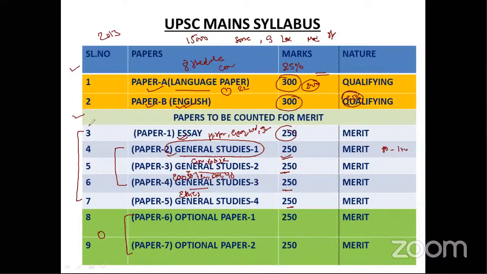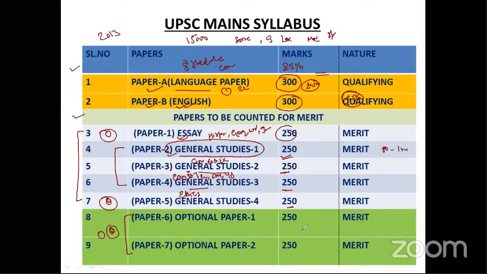Obviously the essay paper, GS paper 4, your ethics paper, and your optional paper. In these three papers, the approach will be different for each and every candidate. Whatever marks you achieve in GS paper 1, 2, 3 will be similar, with a plus minus 10 marks variation between the candidate who secures rank 1 and those who have rank 700 or 800. So variation will be there, but the deciding factors here are the essay paper, paper 4 called general studies 4, the ethics paper, and of course your optional paper.